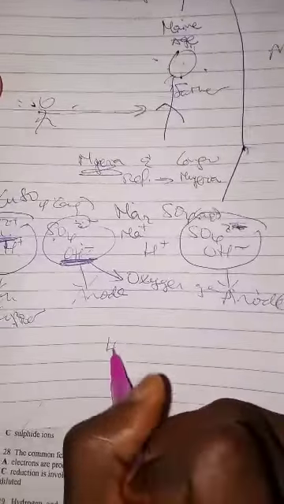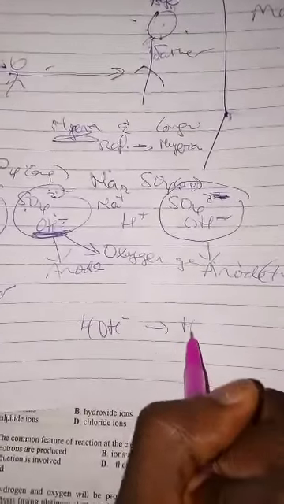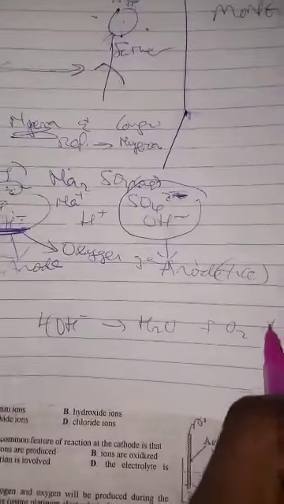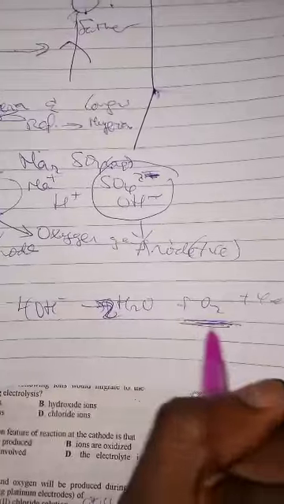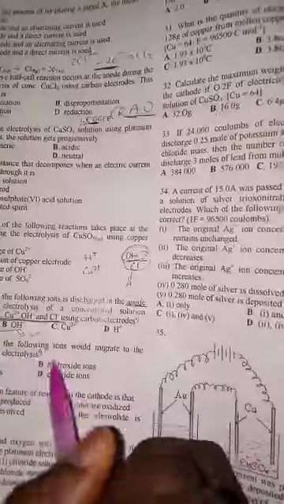And how do we get the oxygen? If you are confused, I read it the other time. 4OH minus to give you 2H2O plus oxygen gas plus 4 electrons. So this is how we got our oxygen that we do. Yes. So let's move on now.